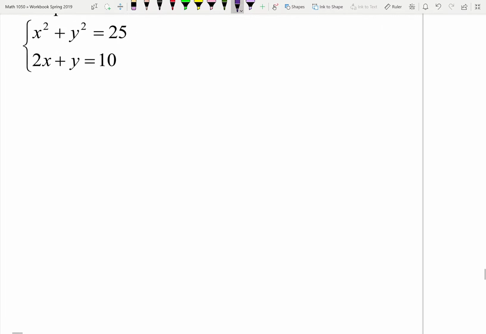Everybody look at equation 1. That would be the top one. I don't want to solve equation 1 for x or y because it's going to be a big pain because I'm going to have to square root. I'm going to have a plus or minus. It's going to just be a big mess.